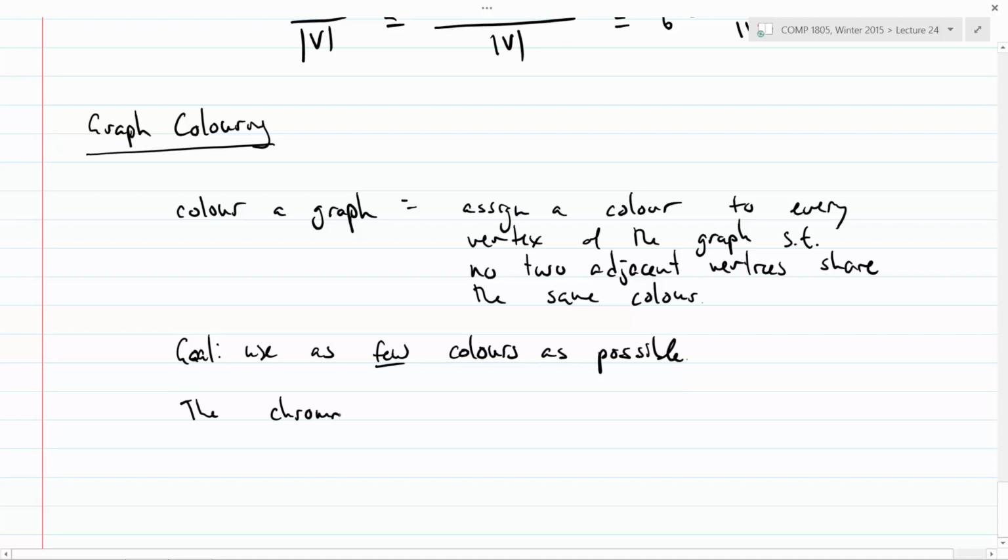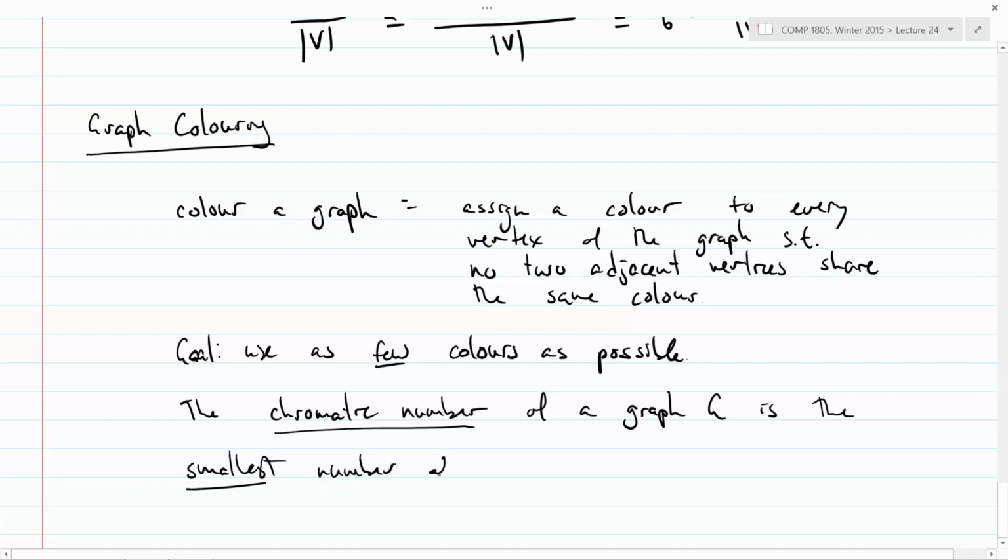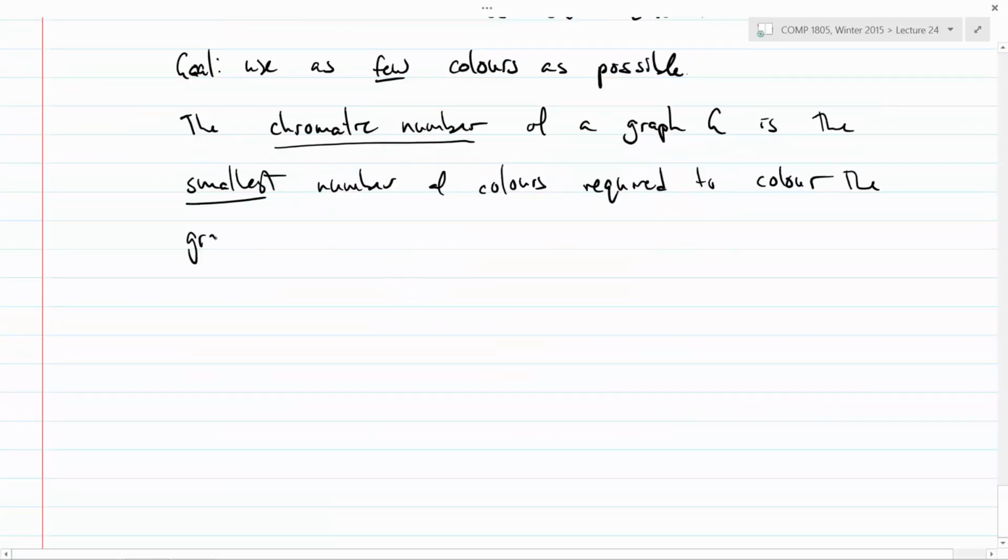So the chromatic number of a graph, let's say G, is the smallest number of colors required to color the graph. And it's usually denoted by chi of G. So it's like a cursive x. So that's the smallest number of colors you need to color a graph.